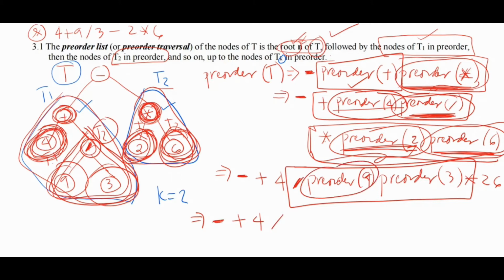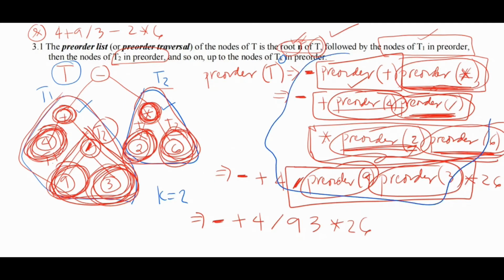What is the pre-order of 9? Pre-order of 9, this is a single node subtree. So the pre-order of that single node subtree is just the node 9. And the pre-order of 3, this is a single node 3 again, is that single node 3. And then bring down asterisk and bring down 2 and 6. So this time, we have reached the stopping case of recursion. On this part here, we have recursive definitions, like this one, recursive definition for pre-order.